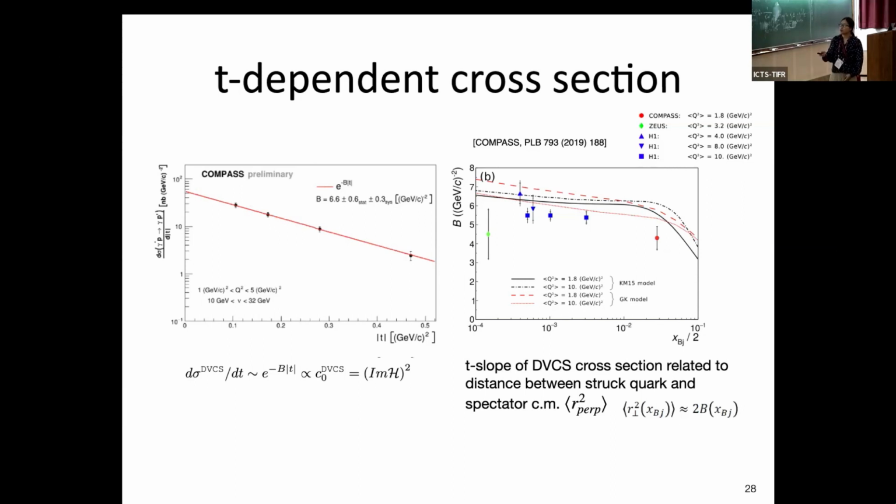And this t-slope of the cross-section is actually related to the distance between the struck quark and the spectator. And then you can extract this from these slope parameters. This shows this t-slope parameter as a function of x from different experiments. So these blue points are from H1, green is ZEUS, and this red one is from COMPASS. And you can see they have a little bit different Q-square values, and there's a curve for the different Q-square from different models here to compare.